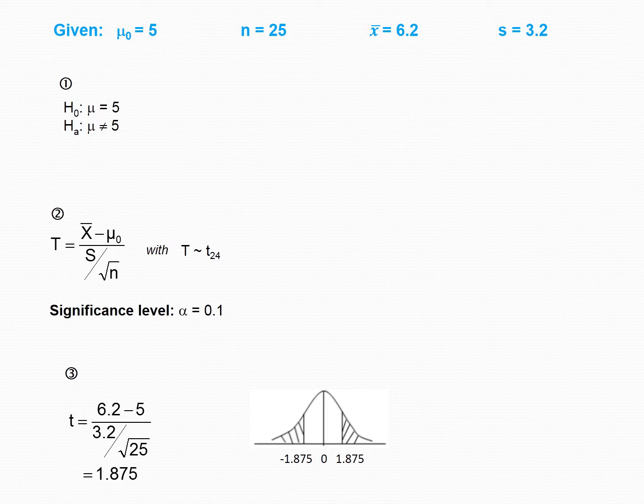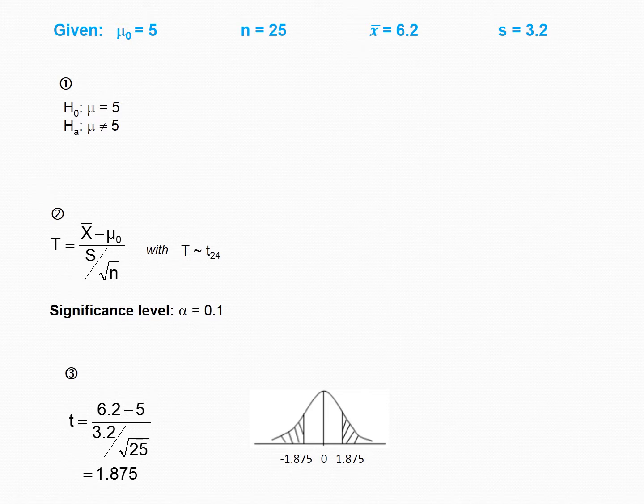Step 1, we state the null and alternative hypotheses. So in the null hypothesis, we state that the population mean is equal to 5, and in the alternative that the population mean is not equal to 5. Step 2, we write down the formula for our test statistic and we state the distribution. Since the sample size is 25, our degrees of freedom will be n-1, so it will be 24. So t follows the t-distribution with 24 degrees of freedom. And our significance level was 0.1. We can then substitute our sample data to determine our t-value. So our t will amount to 1.875.